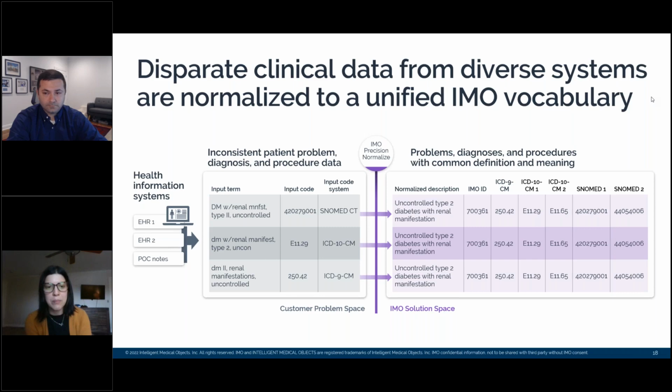Let's say these are 3 different descriptions of exactly the same thing, which is trying to say uncontrolled type 2 diabetes with renal manifestations. In these 3 cases, IMO was able to recognize that these all meant exactly the same thing. We were able to double check the code that did come along for the ride, validate that it was correct, and then add in the other associated codes.